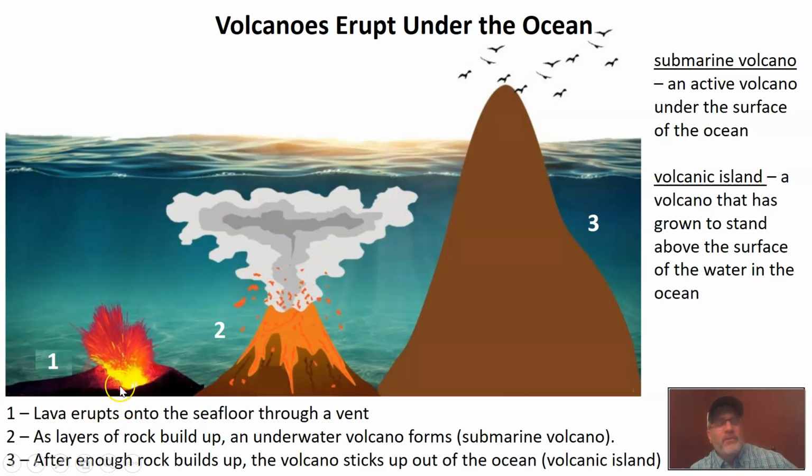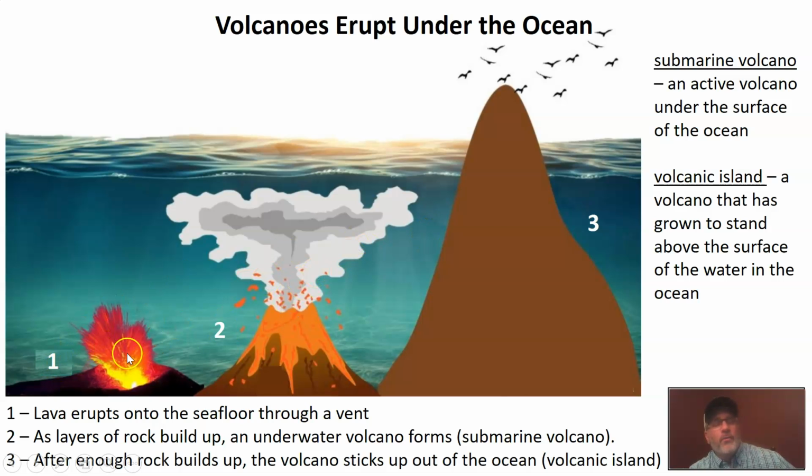All right, and let's take a look now at volcanoes, undersea volcanoes. So to begin with, any volcano that erupts under the sea, we call a submarine volcano. So an active volcano that erupts underwater is called a submarine volcano. So let's take a look sort of here at this progression at what's happened over time.